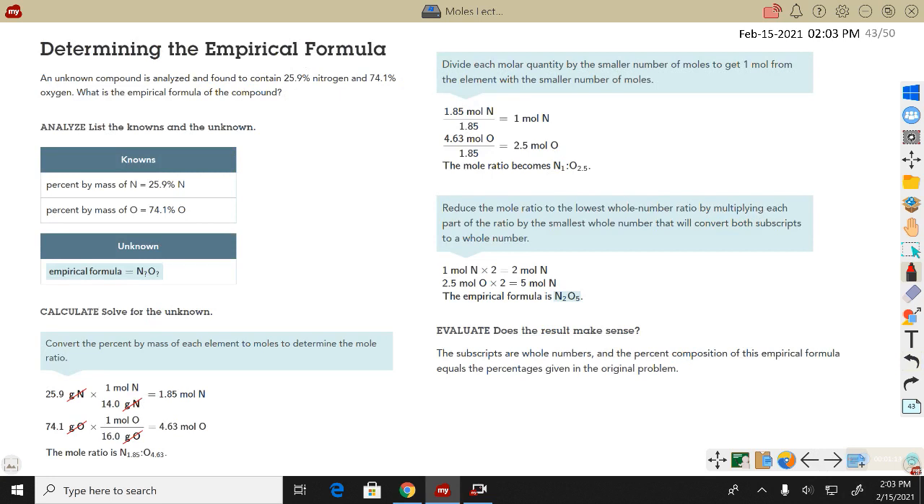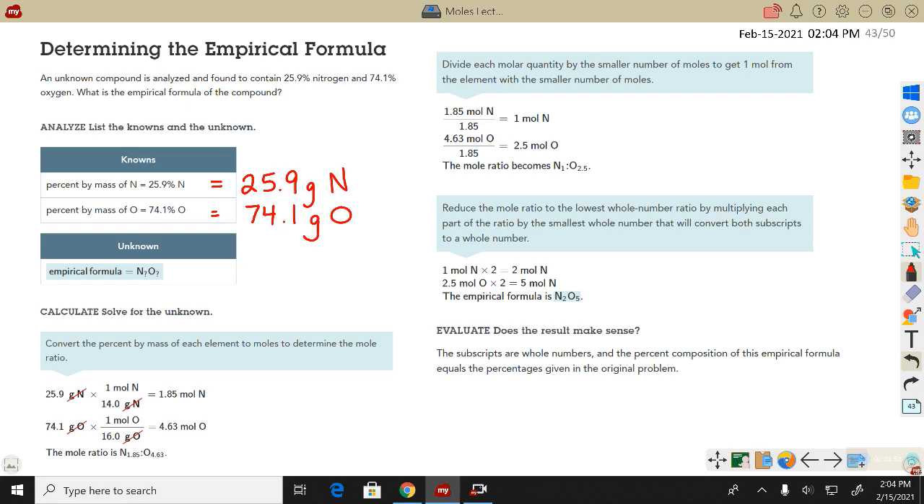Someone has a compound that is 25.9% nitrogen and 74.1% oxygen. We want the empirical formula. All right, well, step 1 was to assume a 100-gram sample. If you have a 100-gram sample and it's 25.9% nitrogen, that means you've got 25.9 grams of nitrogen and 74.1 grams of oxygen.